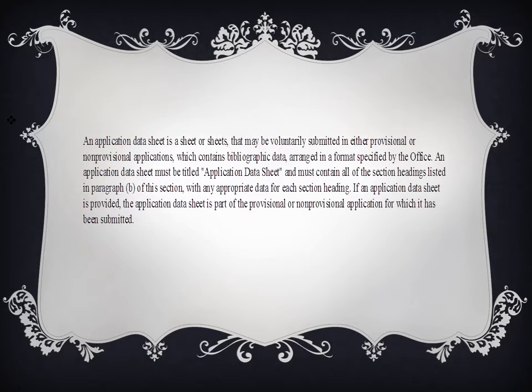An application data sheet is a sheet or sheets that may be voluntarily submitted in either provisional or non-provisional applications, which contains bibliographic data arranged in a format specified by the office. An application data sheet must be titled Application Data Sheet and must contain all of the section headings listed in paragraph B, with any appropriate data for each section heading. If an application data sheet is provided, the application data sheet is part of the provisional or non-provisional application for which it has been submitted.